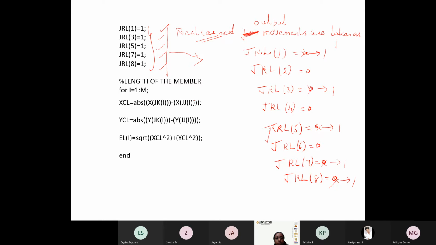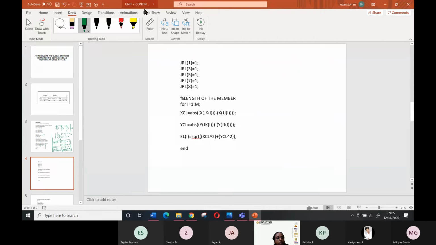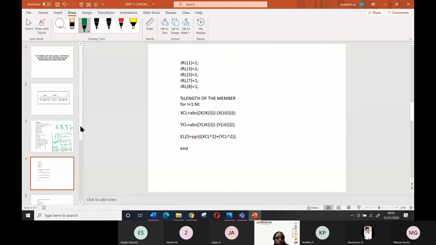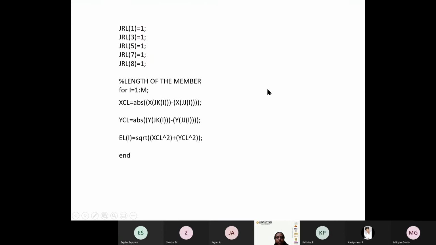Now we will move on to the calculation of the length of the member. So I'll rub off this one. Now we have to calculate the length of the member. Whatever you are putting in the percentage, the computer will not take into account. But for our clarification, or for our understanding, we have to write this.